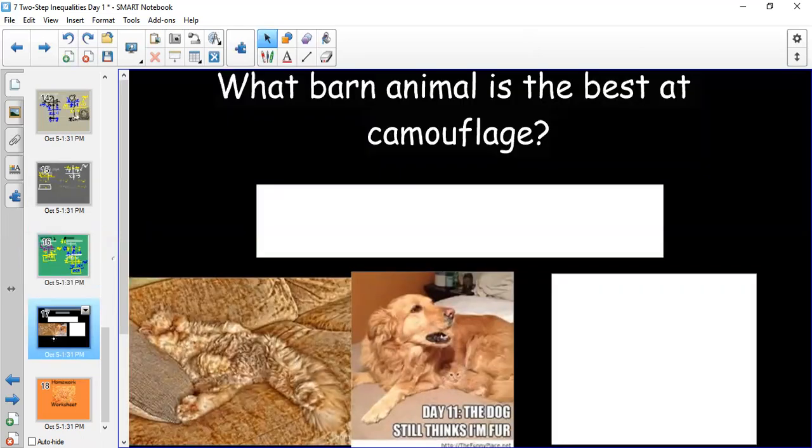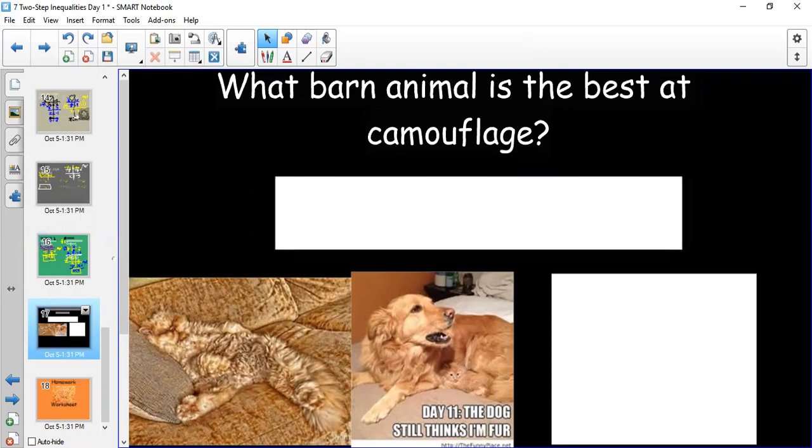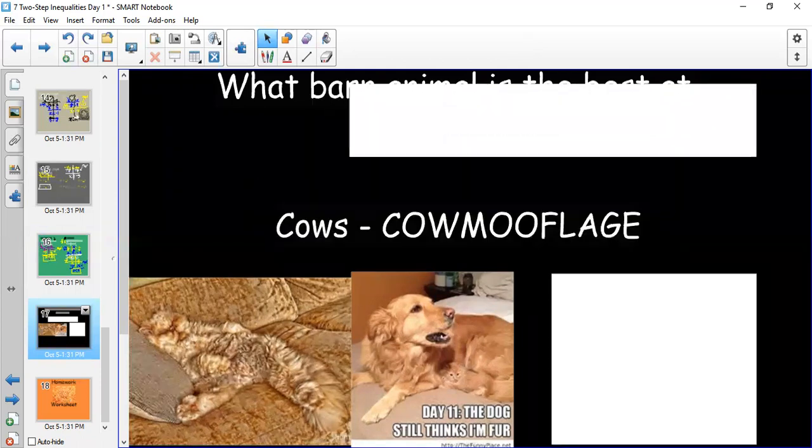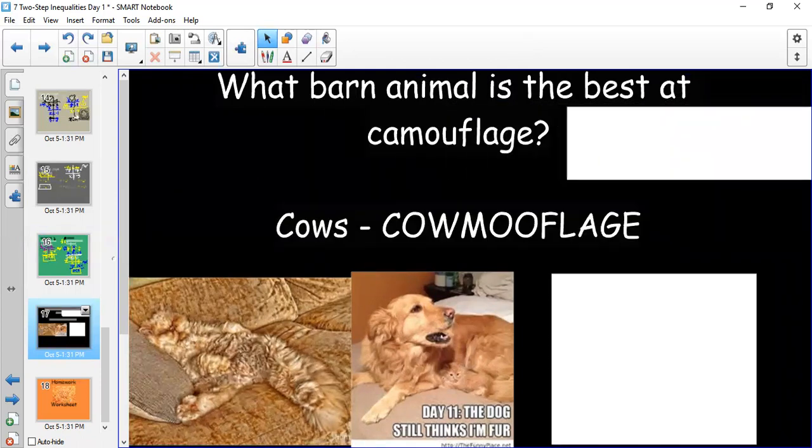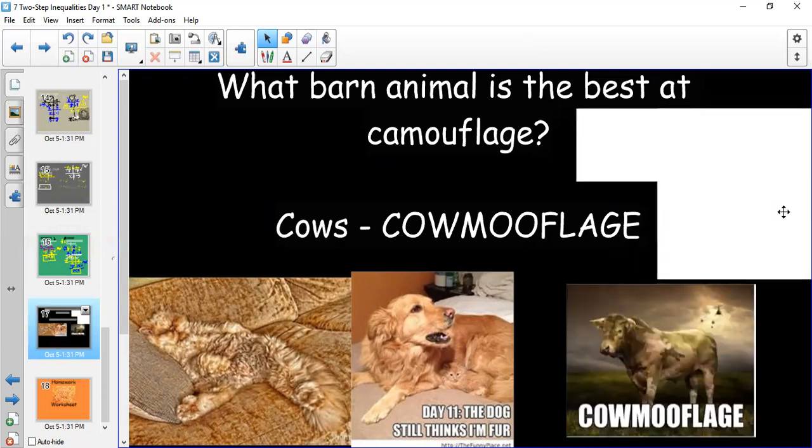So what barn animal is the best at camouflage? And the answer here is cows, because of camouflage. Look, we even have a picture of it there. That's your corny joke for the day.